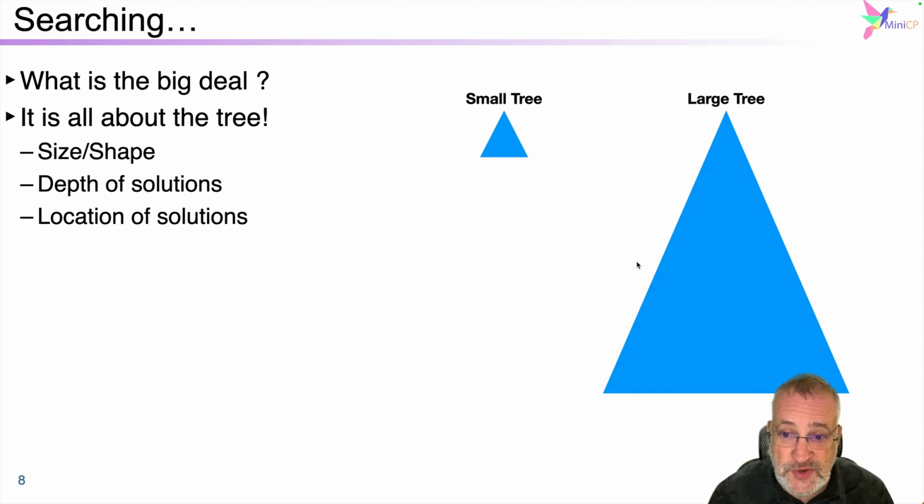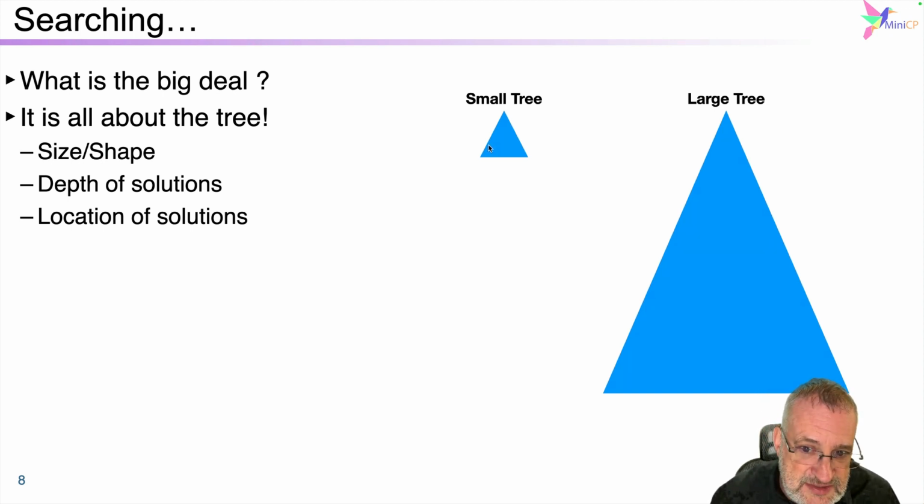So for an example, here are two trees. There is a tiny little one and a big one. And of course, the question that I put in front of you is, which one would you rather explore? The large one or the small guy? And of course, you know I'm playing with you here, right? You'd prefer to explore the small tree because it's a lot less effort to find a solution or to prove that none exists.